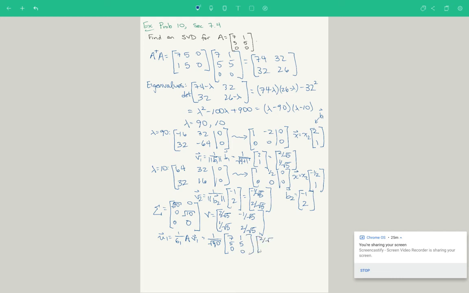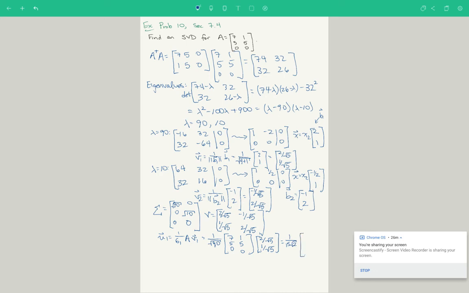So the first column in V, that's 2 over square root of 5, 1 over square root of 5. And I'm going to go ahead and factor out that square root of 5 and put it over with the square root of 90. So that becomes 1 over square root of 450. So we can maybe factor out a 15 squared. So that's 1 over 15 square root of 2.